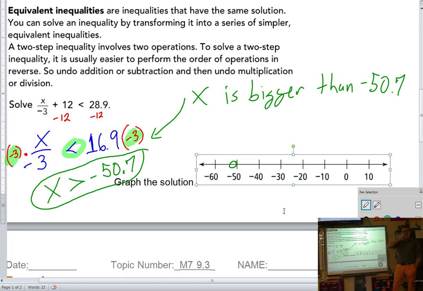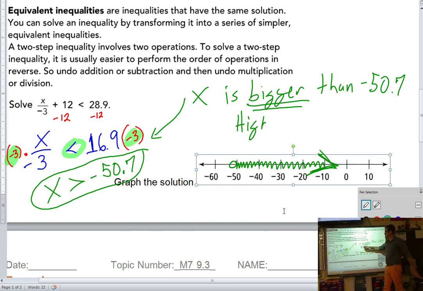Control the arrow pointing to the 60. It can be anything bigger than that. But it's less than, so we shade this way. Because remember, bigger means higher value. Do not just think of it as bigger number. This bigger means higher value. And that's why I wrote bigger there. I don't want you guys to fall into the trap of looking for the bigger number necessarily. Higher value means it's got to be up the number line. So x has to be up the number line from negative 50.7.